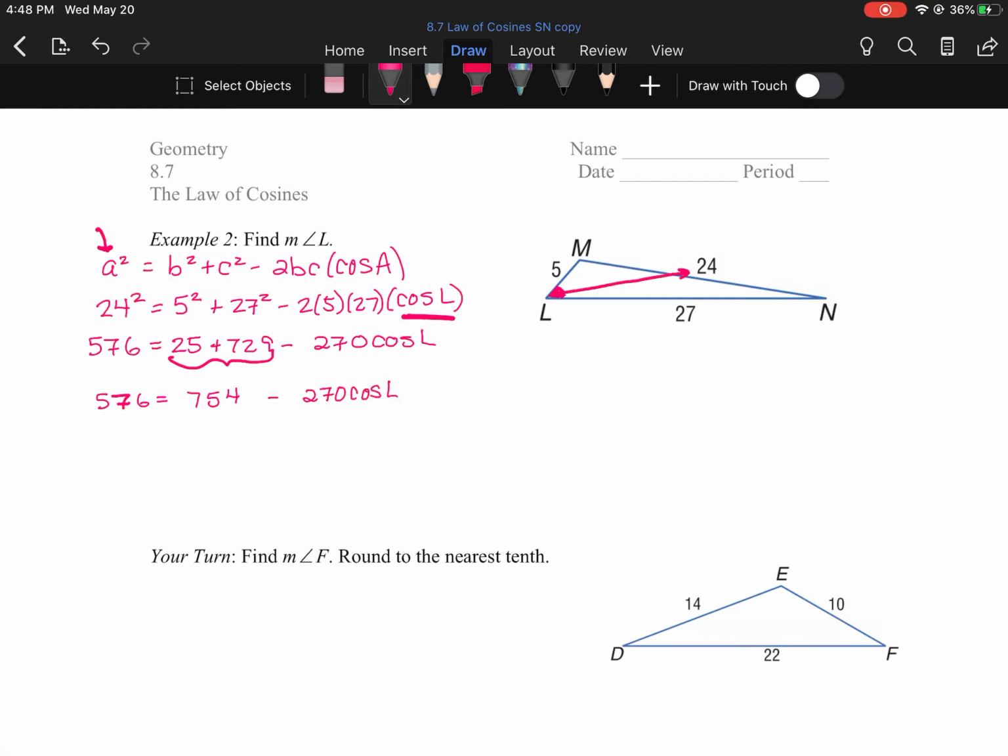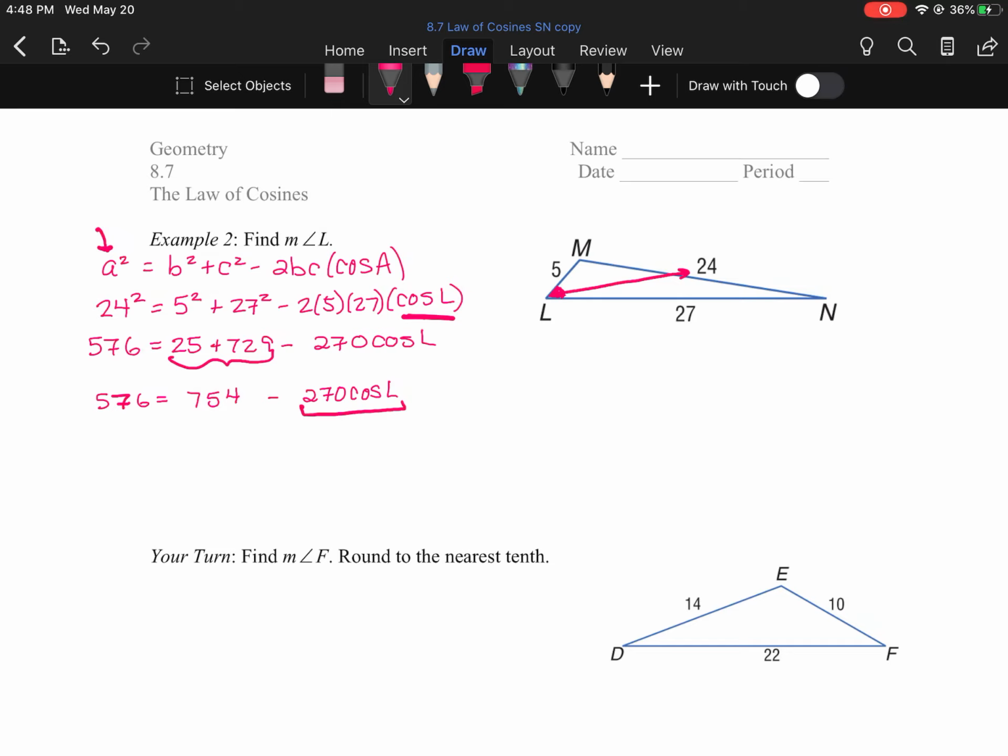Now, a lot of people are going to want to take 754, subtract 270, and get on with the problem, but you cannot do that. This is one term being held together by multiplication. If you had 754 minus 2x, and that was equal to 576, would you take 754 minus 2? We would not do that. So please don't do that here.